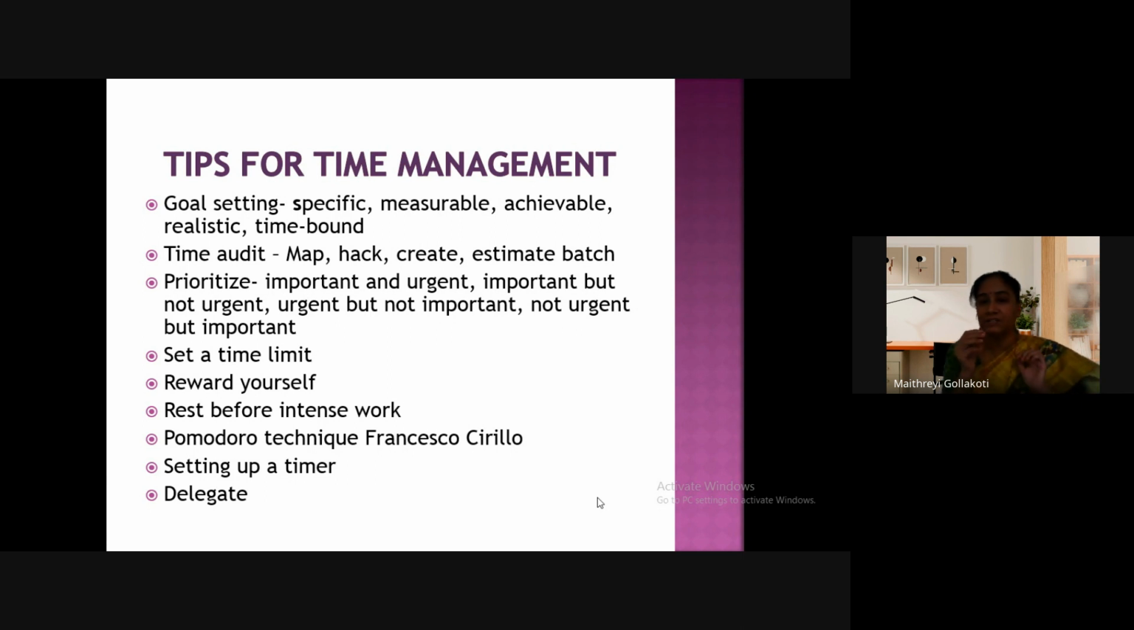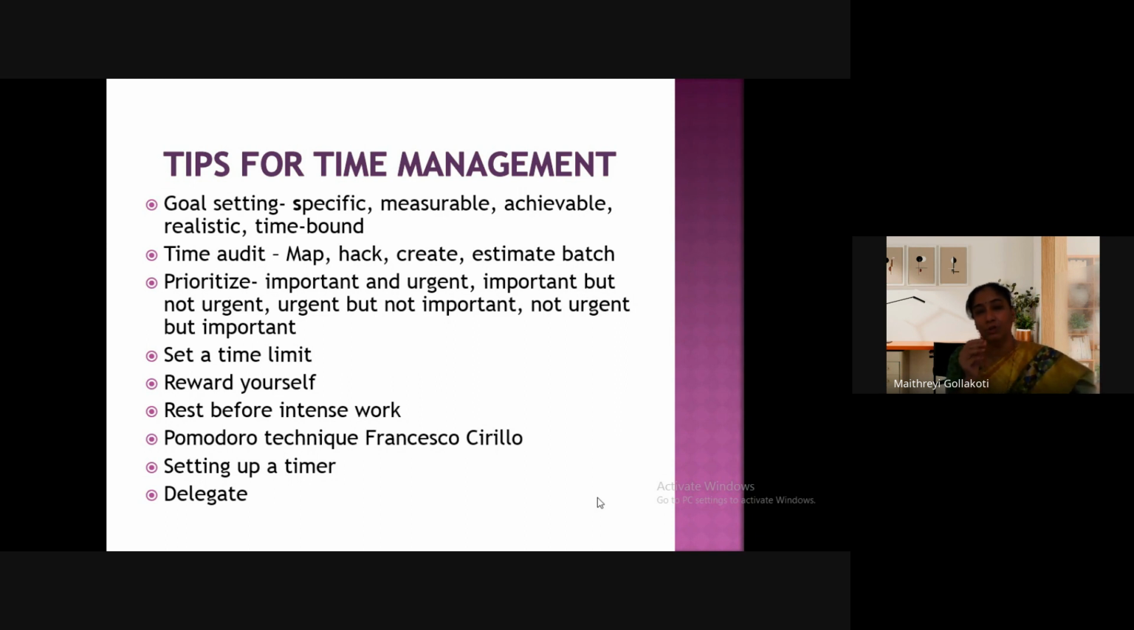And next, create. What is creation? You are creating a list of what you have to do in those free chunks of time. And estimate. Estimate how much time it will take to complete the task. And the last one is batching. What is batching? Batching is combining tasks.